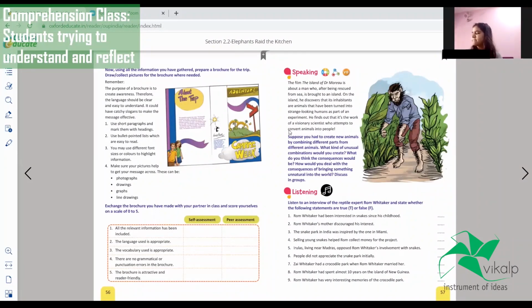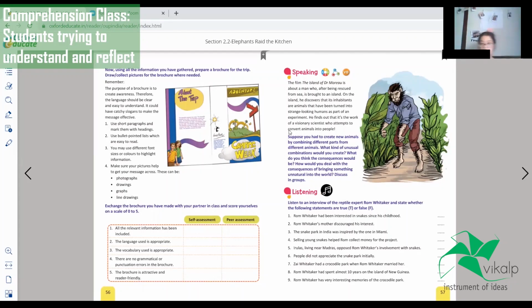Okay, so you've heard the interview. Now let's start with the exercise. Okay, number 1. Ron Whittaker had been interested in snakes since his childhood. Is it true or false? True.